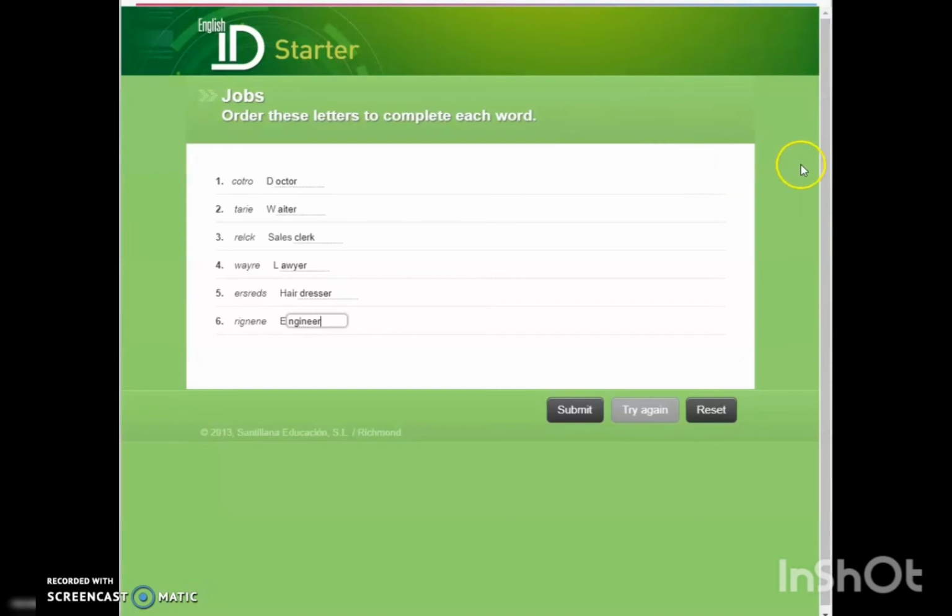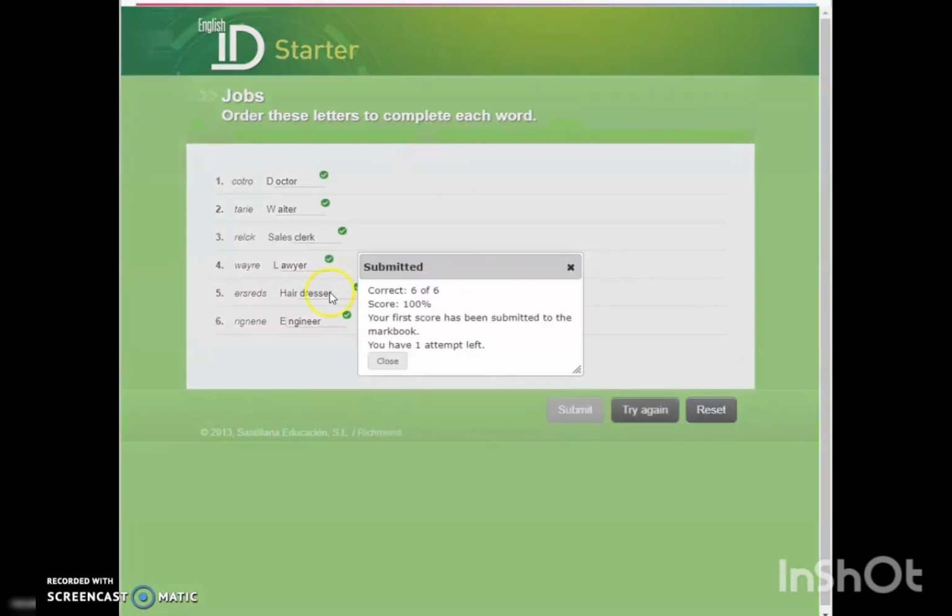What do you think about these exercises? Easy, right? You are going to say, oh, teacher, these exercises are so easy for me. That means that you are understanding this content and you are understanding English vocabulary. Let's continue with vocabulary number 2. Then, if you want to know what is your score, you have to click on submit.